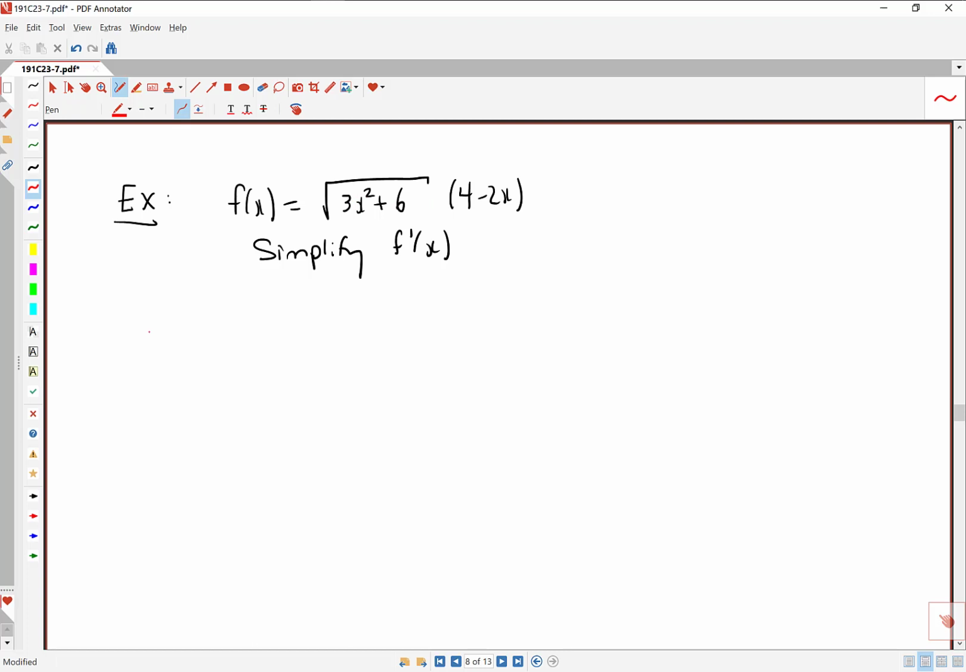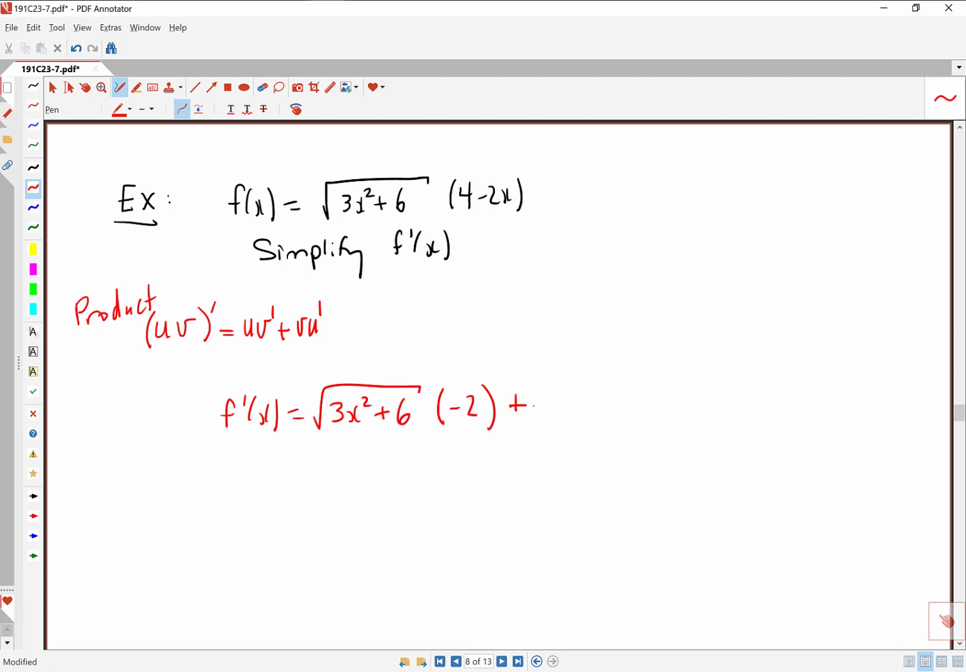So I would look at this function and I would say, well, that has the pattern u times v. That's a product. So first thing we're going to do is use our product rule, which says (uv)' is equal to u v prime plus v u prime. Okay, so let's start our calculation down here. Going to take our first factor, root 3x squared plus 6, multiply by the derivative of the second factor, which is negative 2. And then we go plus, and we're going to do this the other way around. So 4 minus 2x times the derivative of that first factor.